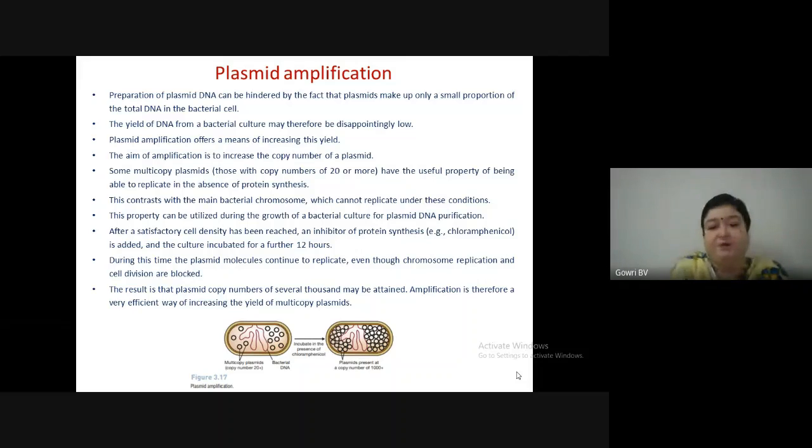If you look at the diagram below, on the left-hand side you have the bacteria with bacterial chromosomal DNA and a black-colored multi-copy plasmid; for your visualization, it is colored black. The copy number is 20 plus. You incubate it in the presence of chloramphenicol. Since protein synthesis is inhibited, the chromosomal DNA does not replicate and the cell does not divide, whereas the copy number of the plasmid increases to 1,000 plus. So that is what the diagram below shows. This technique of increasing the copy number is called plasmid amplification.